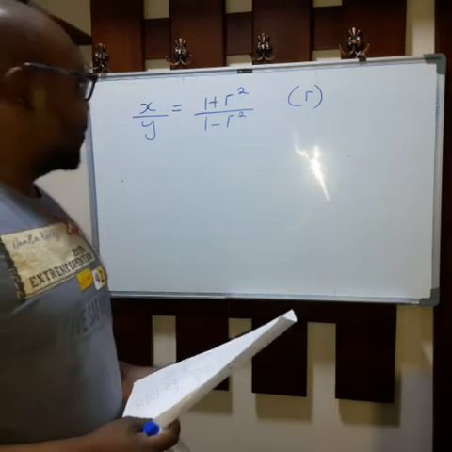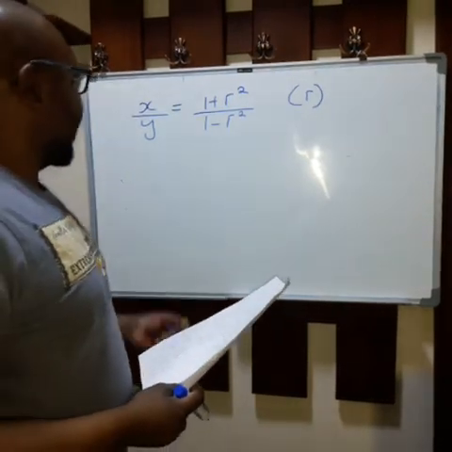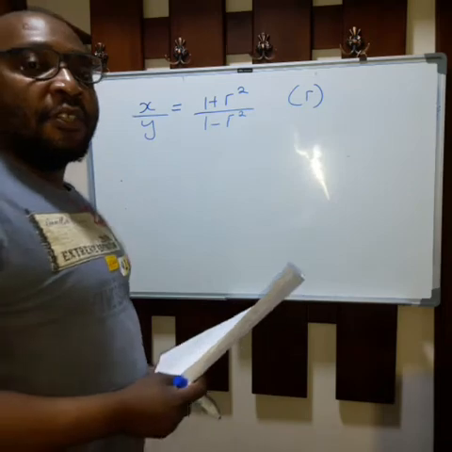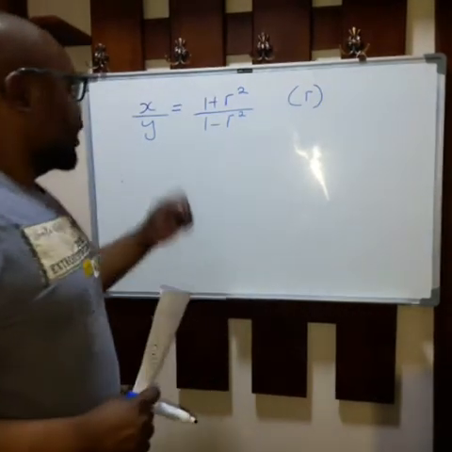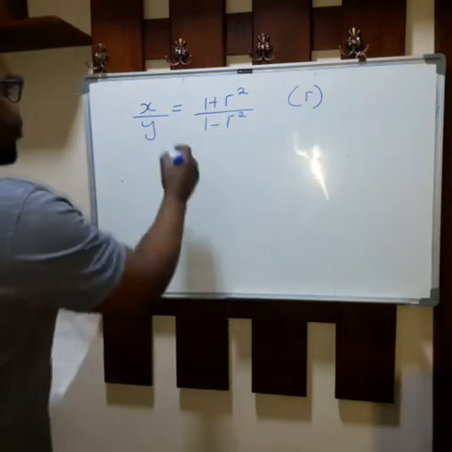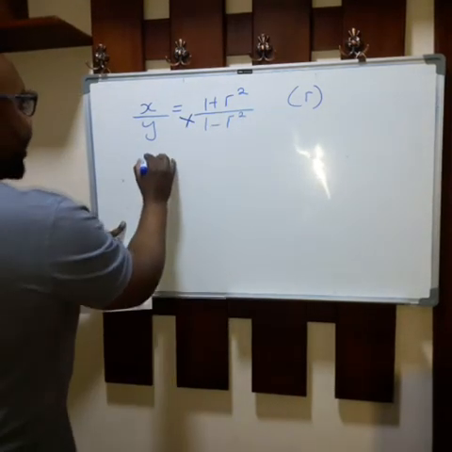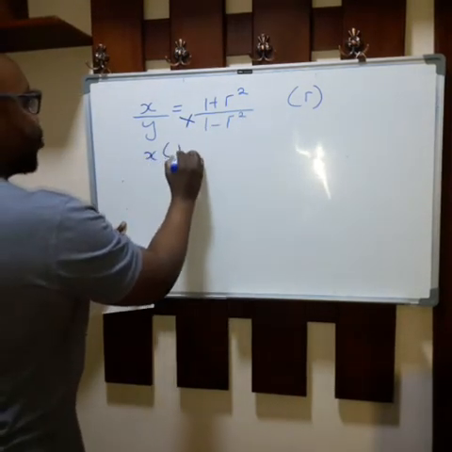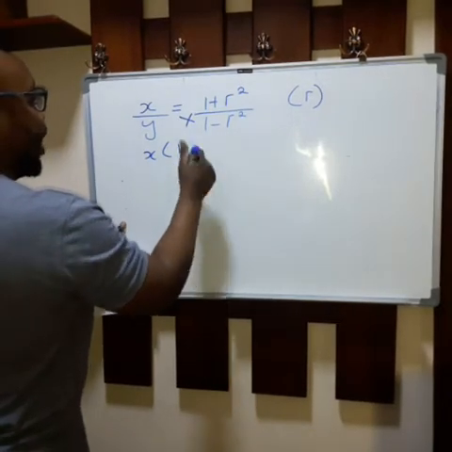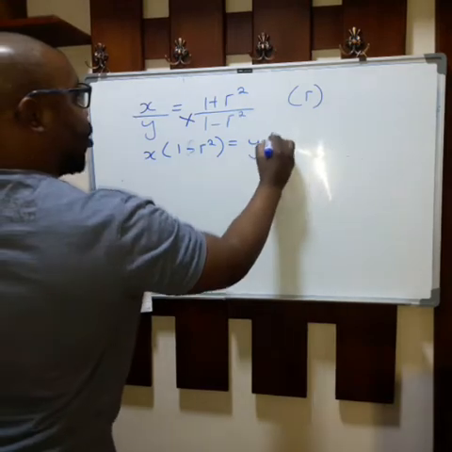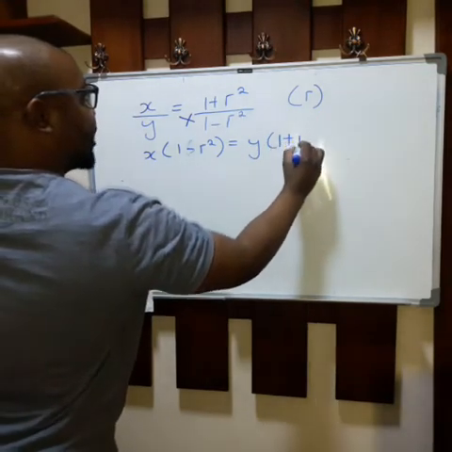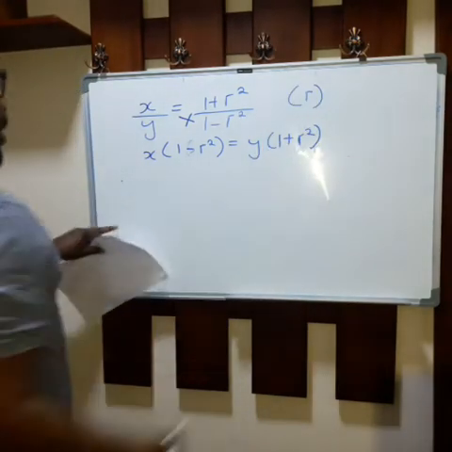So in front of me, I have got a question. They want you to make R the subject of the formula. The first thing you do, you cross multiply. So I'm going to cross multiply. I will get x open bracket 1 minus r squared is equal to y open bracket 1 plus r squared close bracket.